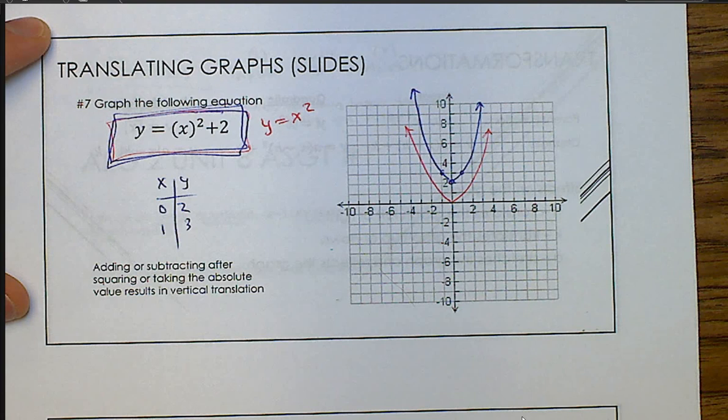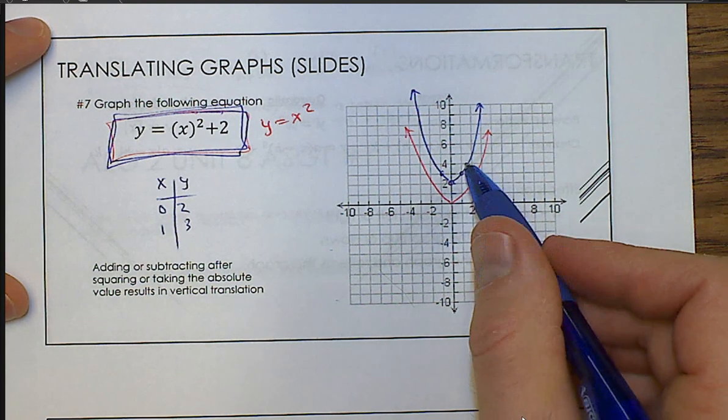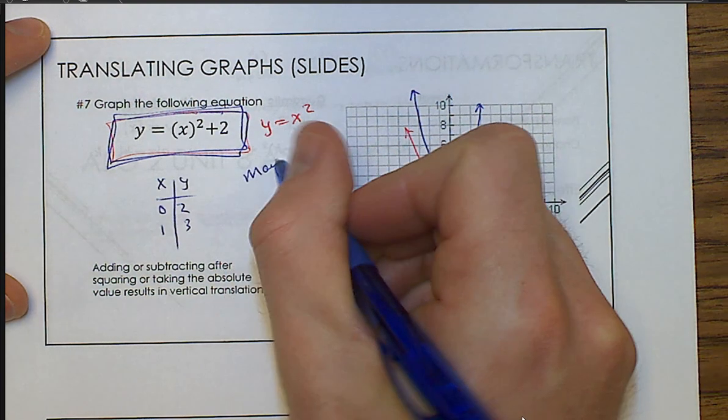What happened to every single point on the red to the blue? It moved up 2 units.